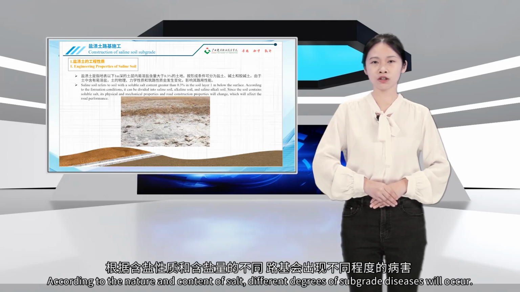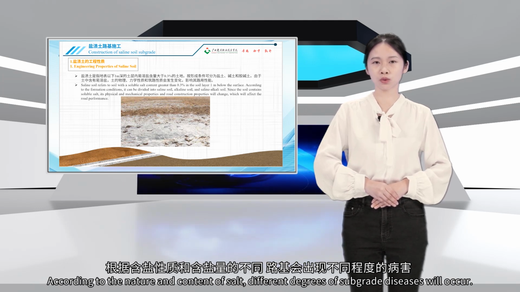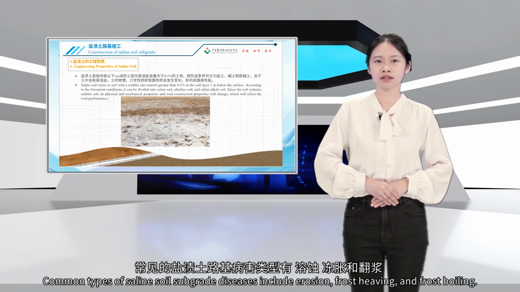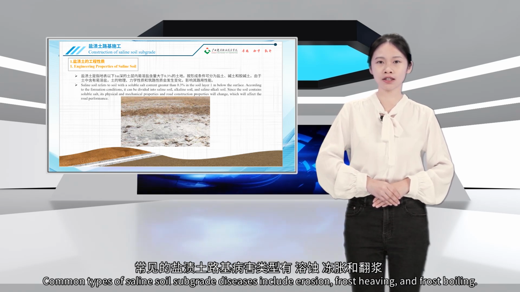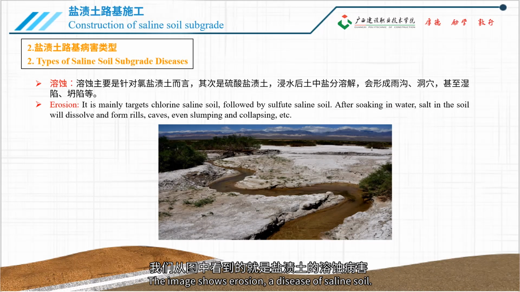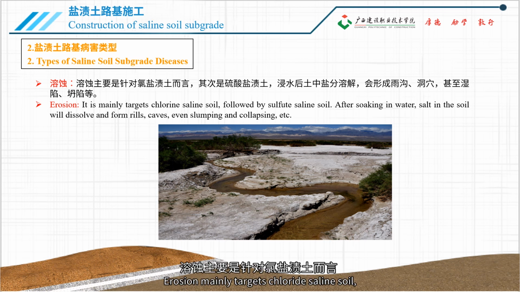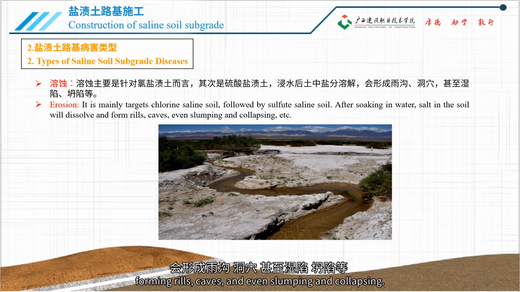According to the nature and content of salt, different degrees of subgrade diseases will occur. Common types of saline soil subgrade diseases include erosion, frost heaving, and frost boiling. The image shows erosion, a disease of saline soil. Erosion mainly targets chloride saline soil, followed by sulfate saline soil. After immersion in water, salt in the soil dissolves, forming rills, caves, and even slumping and collapsing.